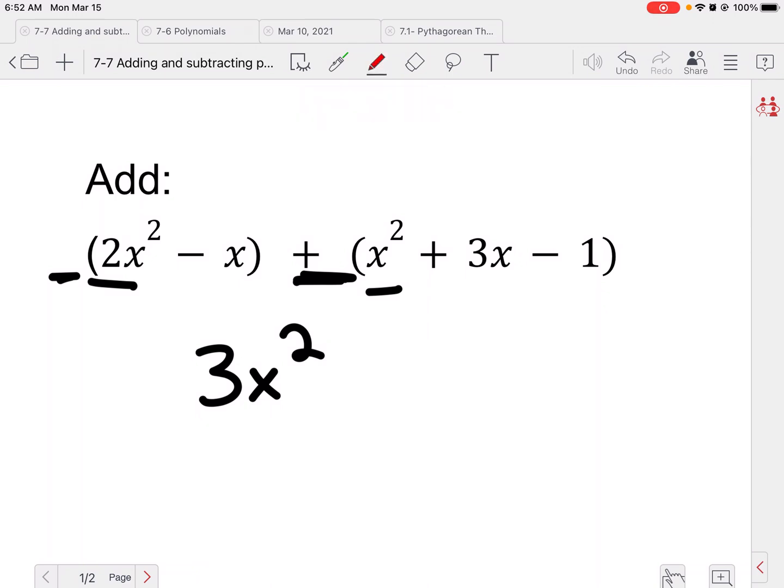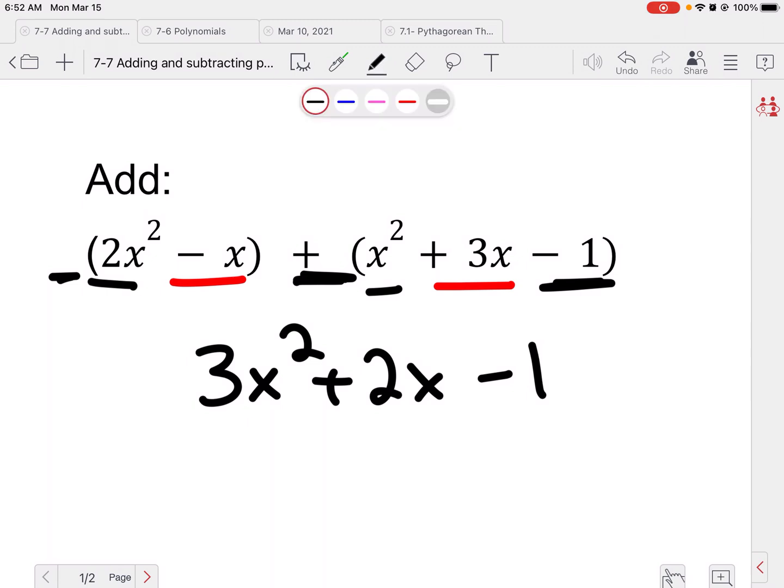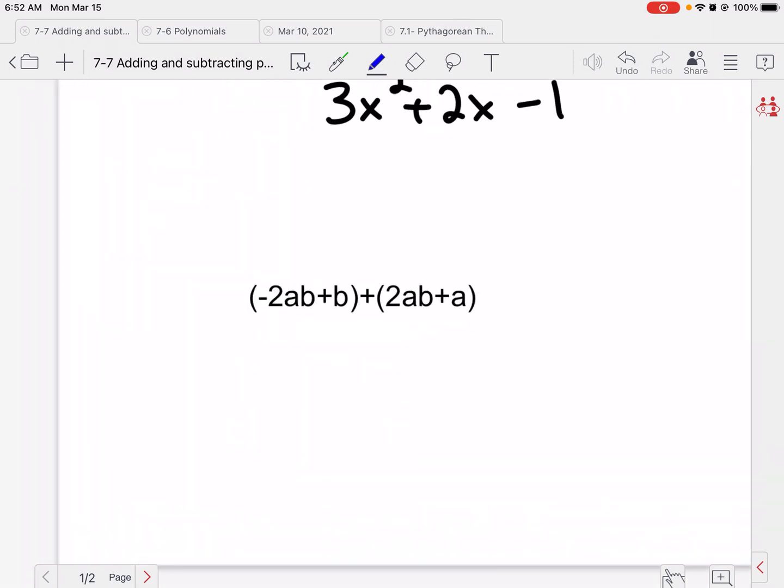And then I'm just like, let's see if there's any x's. So we have negative x plus 3x, so that's going to be plus 2x. And then this minus 1 just has to come along for the ride because there's nothing to combine it with, but we can't just ditch it, right? We can't say, we don't need it anymore. It just comes along for the ride. All right. Why don't you go ahead and try this one?